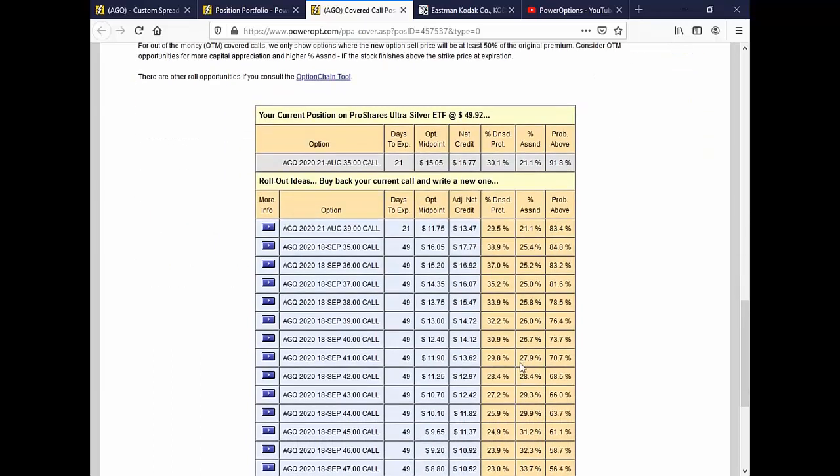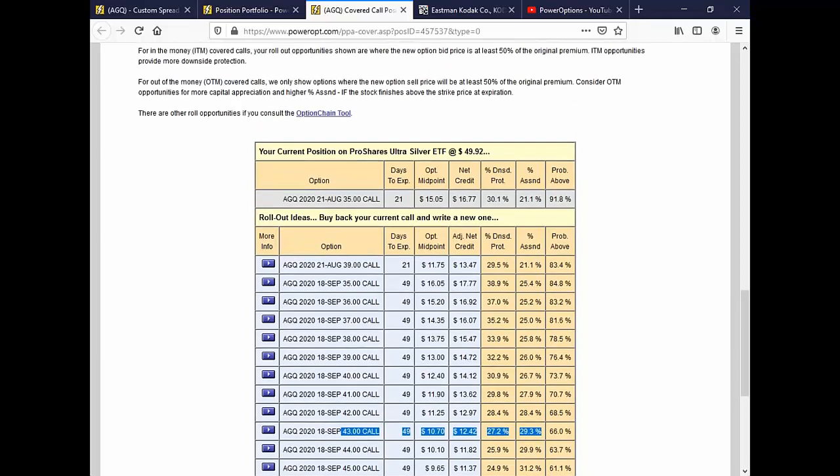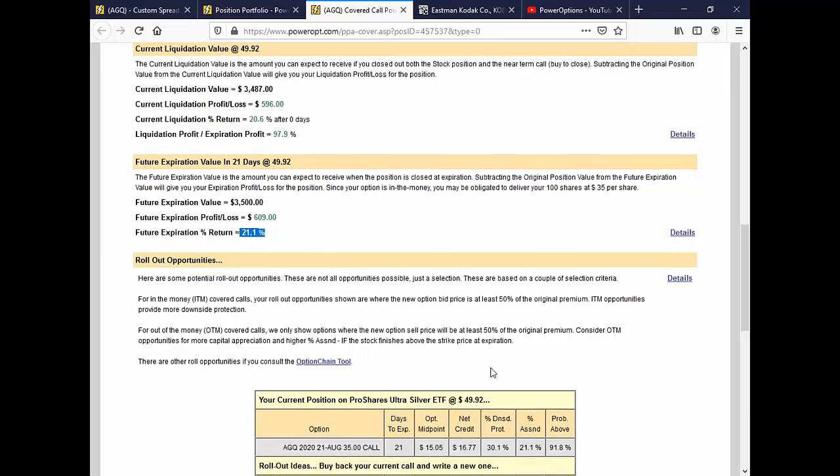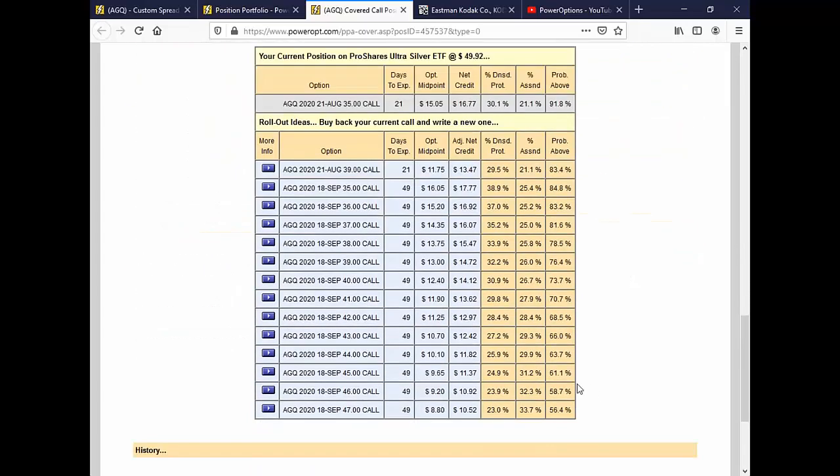Well, this does give you some opportunities where I can go up to 26% by rolling out to the September 40. But it's going to be done at a debit. I have to buy it back now at 1505, and I get 1240 for the September 40 call. That should take me up to 26.7%. If I go higher to the 43 strike, we can go up to 29% if assigned. So for an extra 30 days, or keeping the same time frame, it's an increase of 8%. That's a pretty good move.